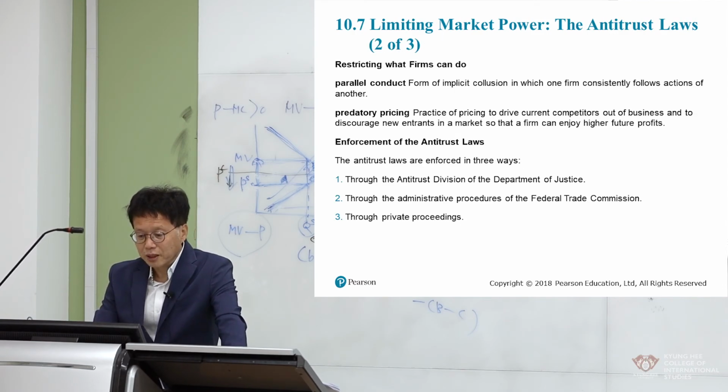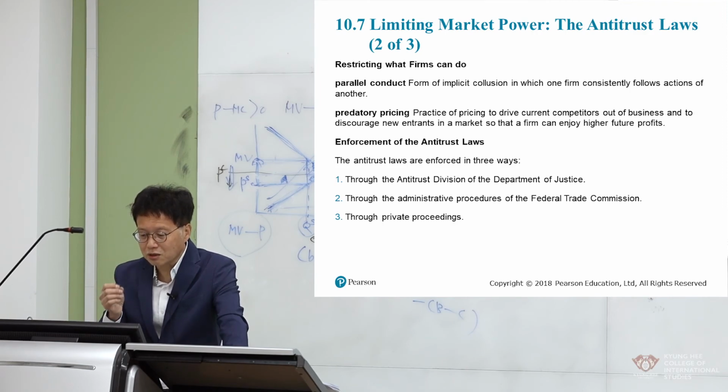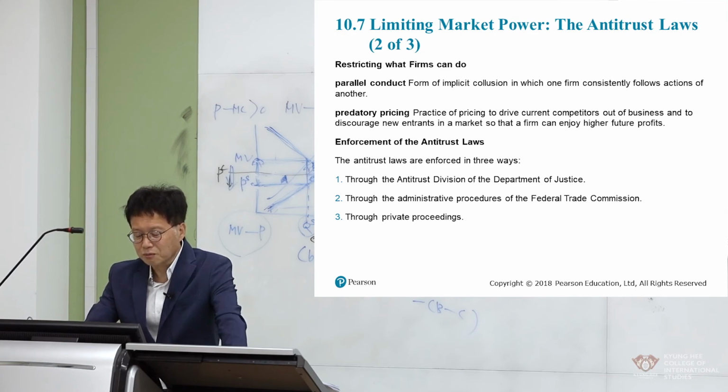Restricting what firms can do. Parallel conduct is a form of implicit collusion in which one firm consistently follows the actions of another. And predatory pricing is the practice of pricing to drive current competitors out of business and to discourage new entries in a market so that a firm can enjoy higher future profit. So, enforcement of antitrust law. The basic purpose of antitrust law is to control some monopolist behavior to reduce competition.